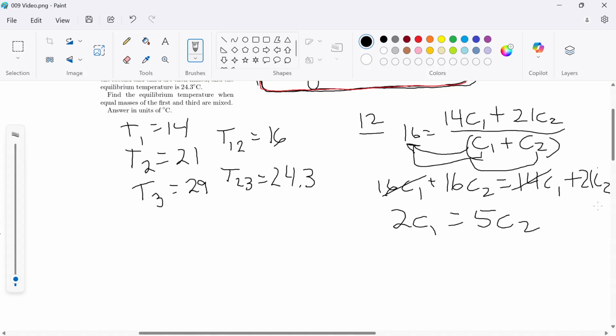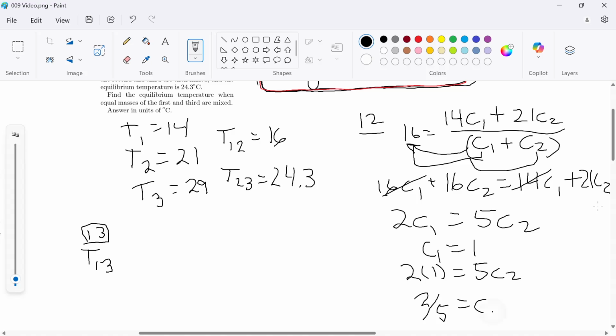Now, the mixture I'm looking for is 1 and 3. So one of these constants, either the constant for 1 or the constant for 3, I'm going to set to a simple number. Imagine it's 1. So I'm going to say C1 equals 1. Very simple to use. So 2 times 1, that's what C1 is, equals 5 times C2. I divide both sides by 5, so C2 equals 2/5, which is 0.4.